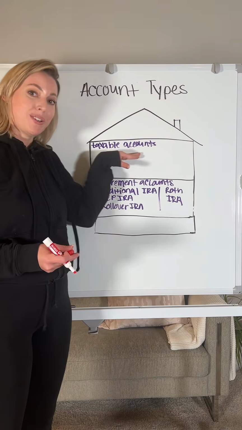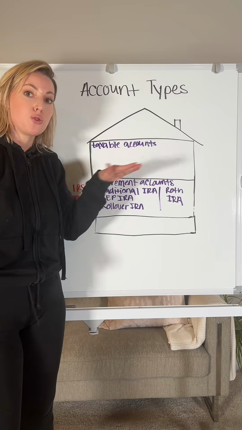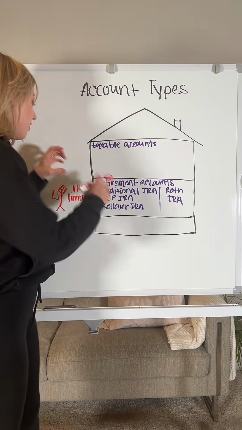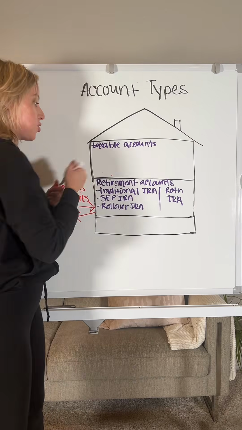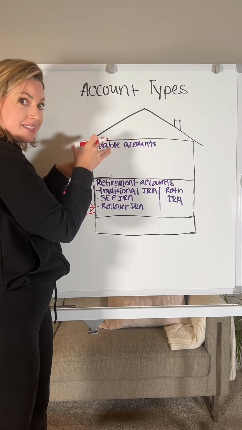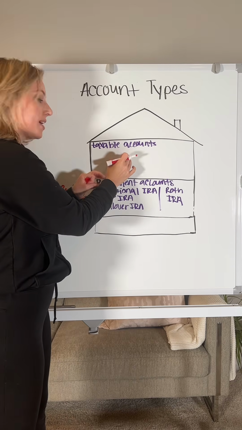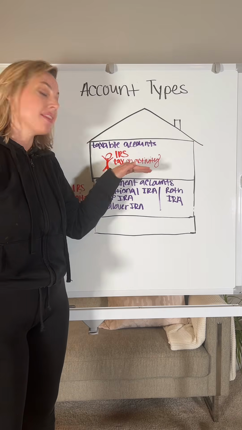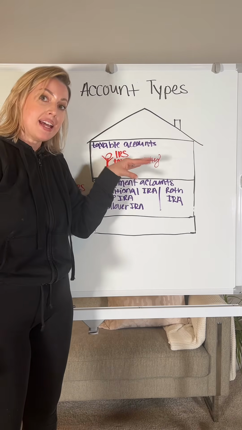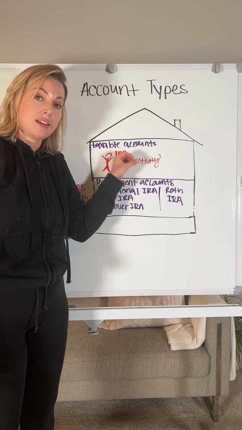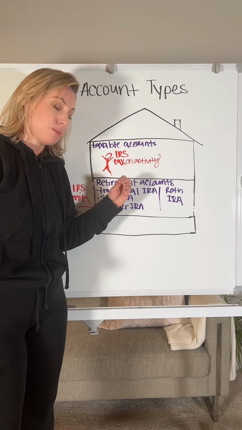Now in the taxable accounts level, these are individual accounts, joint accounts, trust accounts. There are no limits going in and out. However, the IRS is watching what happens inside. That's what generates taxable events. You sell a position and you make money, that creates a taxable event. You receive a dividend, that creates a taxable event. Any time that money is made in this account, it's going to trigger a taxable event.